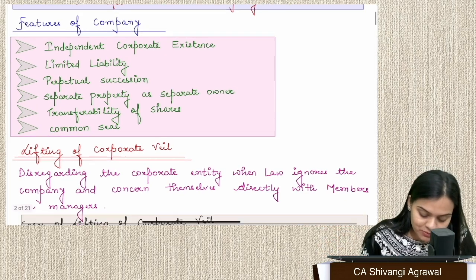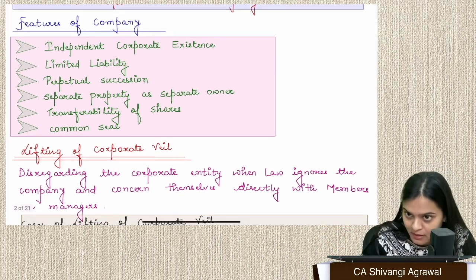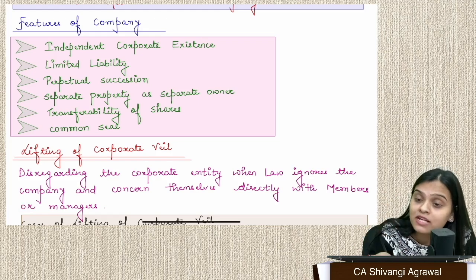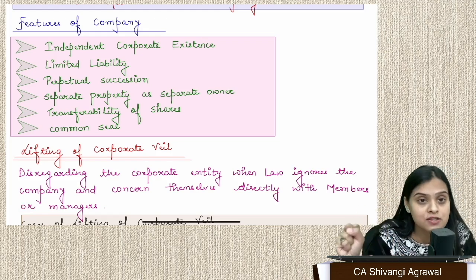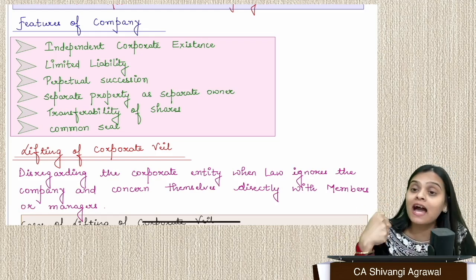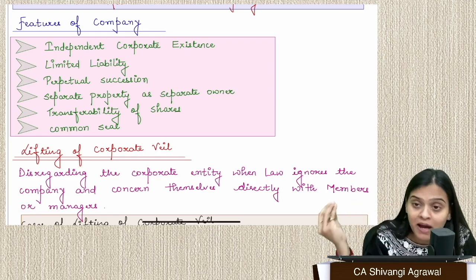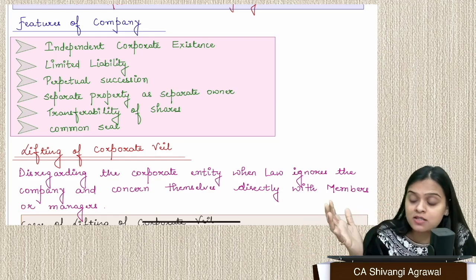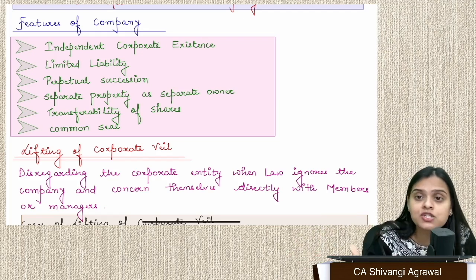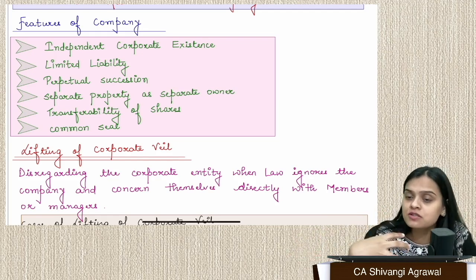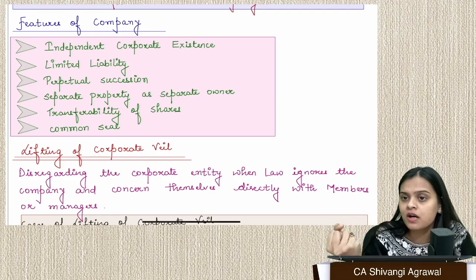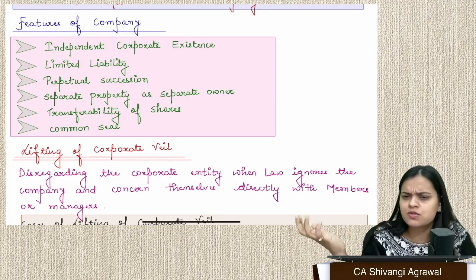Next is separate property as separate owner. Because you have been recognized as a separate person in the eyes of law, you are a legal person, you can have the property in your own name. You can buy some property, you can dispose it, you can sell it, you can mortgage it, you can enjoy the features, you can enjoy the benefits of owning a property or transferring it, right?